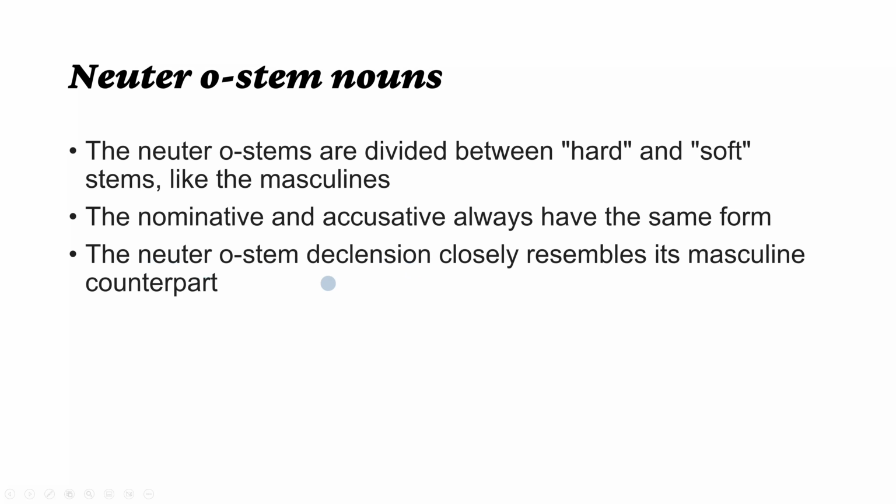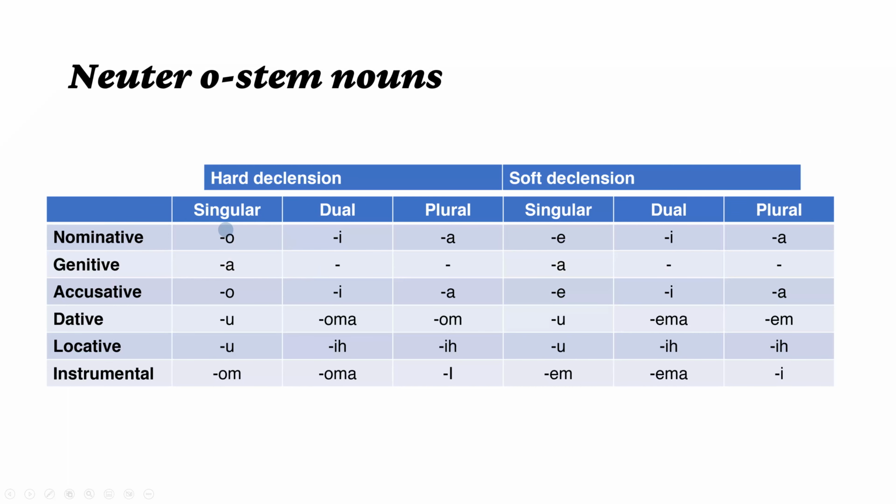So this one is easier to remember because no matter if we have inanimate or animate objects, the nominative and accusative is always the same no matter what. For instance here, nominative is o, accusative is o. Nominative is e, accusative is e. a, e, a. So as you can see again, we have hard declensions and soft declension.